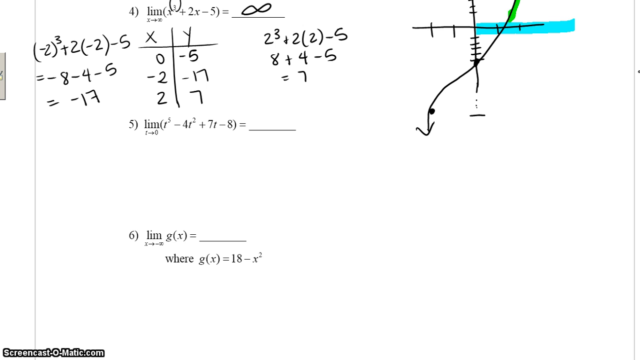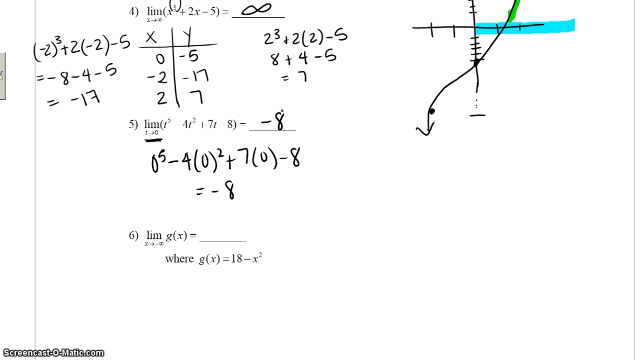It says the limit as t approaches 0, t to the 5th minus 4t squared plus 7t minus 8 approaches what? So instead of drawing a graph, when we have a number, you can actually plug that in for t and you will get your limit. So if we plug in 0, you get 0 to the 5th minus 4 times 0 squared plus 7 times 0 minus 8, you end up with negative 8. So our limit is negative 8.